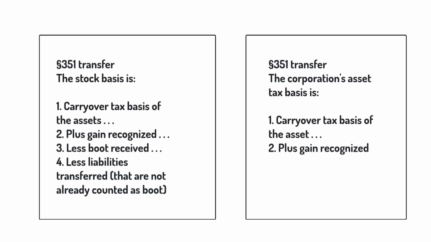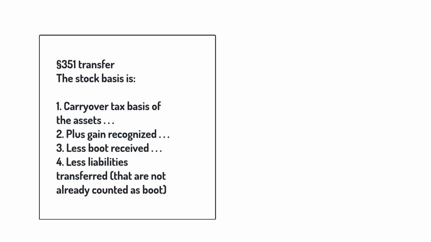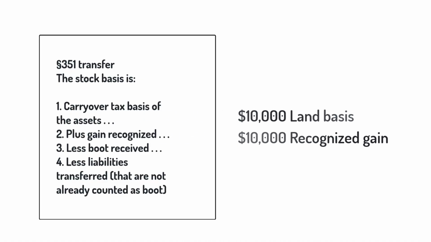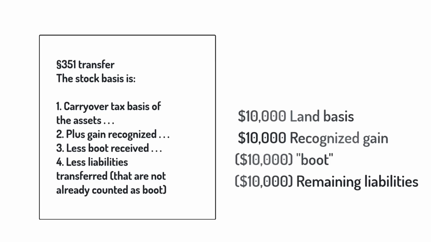Let's take a look at our other two calculations, the calculation of the stock basis to the shareholder and the calculation of the land basis to the corporation. Let's start with the stock basis and follow our formula. We're going to start with the carryover basis of the land. We're going to add any gain recognized. We're going to minus any boot. And we're going to minus any liabilities transferred that haven't already been counted as boot. That's the remaining $10,000. So the stock basis, in this case, turns out to be 0.